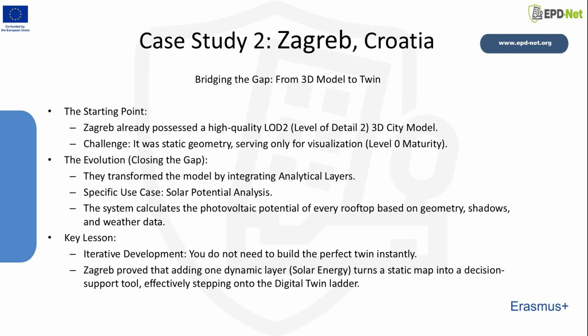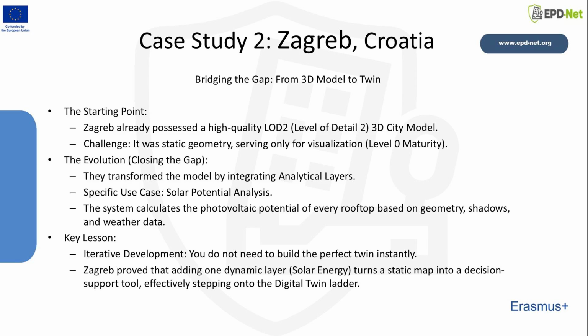Our second case study takes us to Zagreb, analyzed by Cisco et al., 2024. While Cambridge showed us the governance side, Zagreb shows us the technical evolution. Zagreb had a problem common to many cities. They had a beautiful 3D model of the city, LOD 2, but it was dumb. It was just pretty geometry with no intelligence.